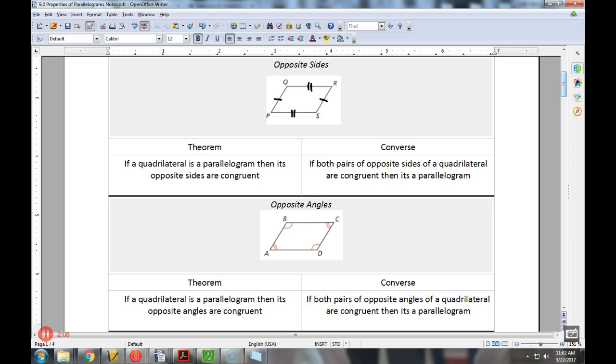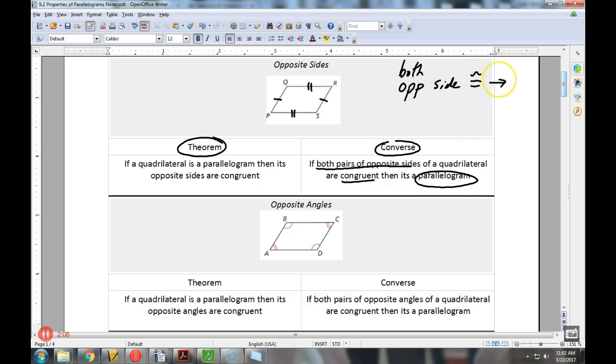Now, there's a theorem that says if a quadrilateral is a parallelogram, then it has opposite sides congruent. Well, the converse is also true. If both pairs of opposite sides are congruent, I also know it's a parallelogram. So you could highlight that: if you have both pairs of opposite sides congruent, then it's a parallelogram, and vice versa. It goes both directions.